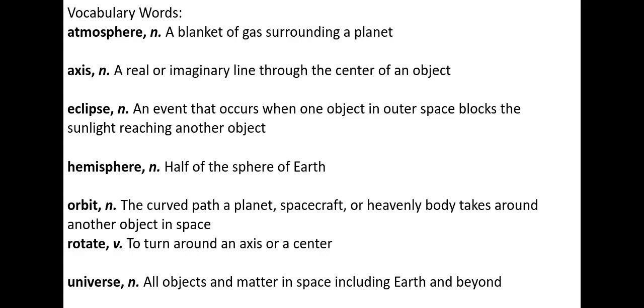Orbit is a noun, it's a thing. It's the curved path of a planet, spacecraft, or heavenly body takes around another object in space. So it's the way that a planet or an object in space travels is an orbit. Rotate is a verb. It's something that something does, like the planet. It means to turn around an axis or a center. Universe is all objects and matter in space, including Earth and beyond.